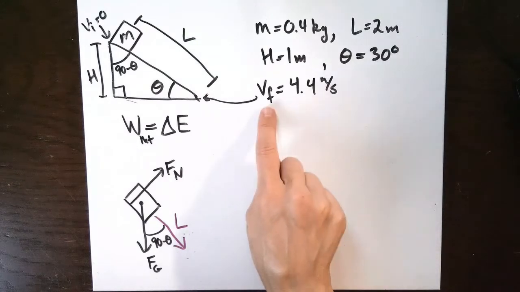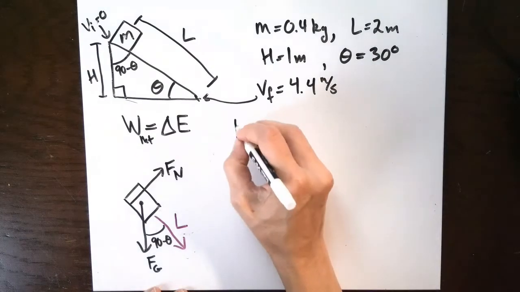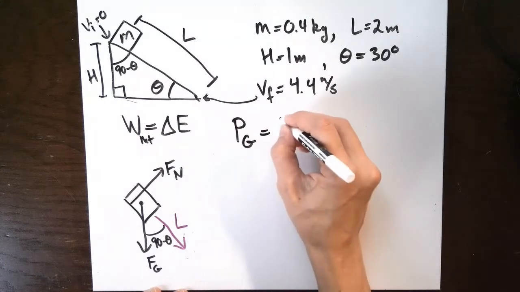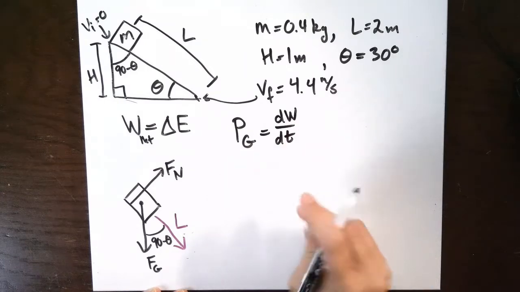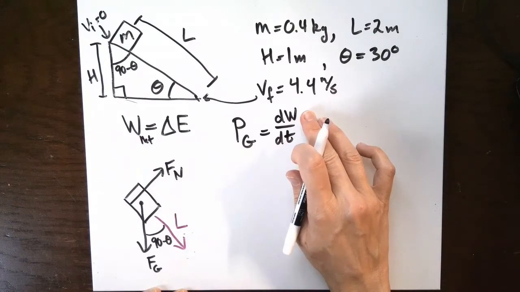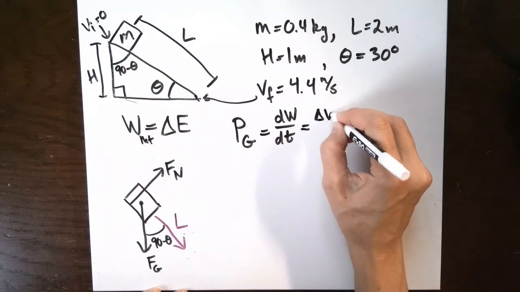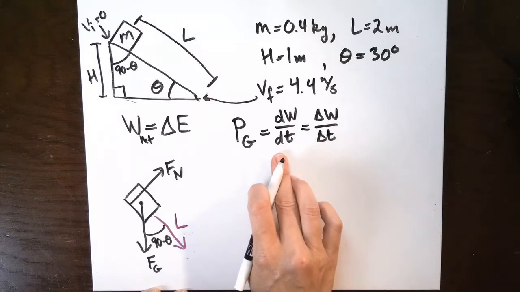All right, so I replaced our final speed. Now we figured that out, and now we want to know about the power generated by gravity. And power is equal to the change in work over the change in time. But here our work is done constantly. It's done by a constant force, so we can just do a straight up change in work over change in time, not the derivative.